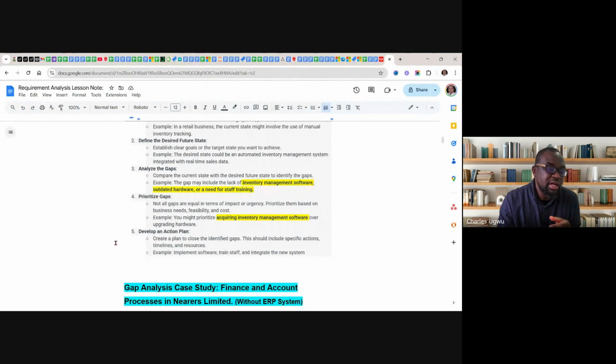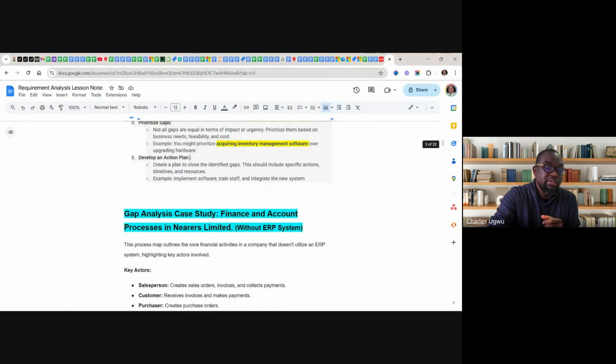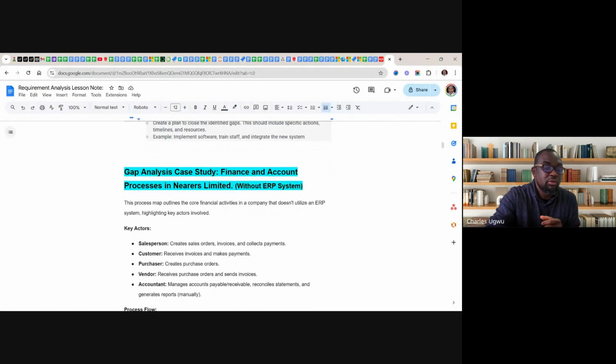So that is it. You see that number 5, develop an action plan. You create a plan to close the identified gap. This should include specific actions, timeline and resources. Example, implement software, train staff, and integrate the new system. And that's it. So that's how you solve problems. So that's it. You want to do gap analysis? That's it. So let's look at another case study here in gap analysis.